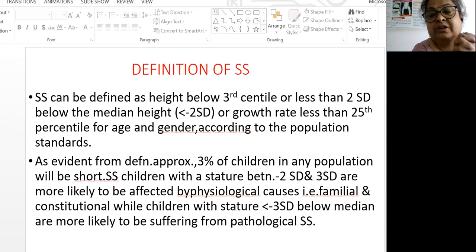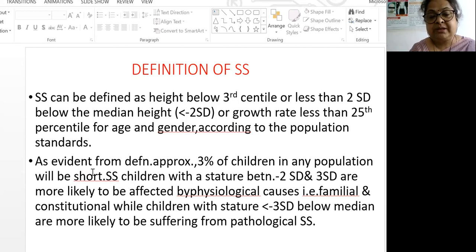So what is the definition of short stature? Short stature can be defined as height below the third centile or less than 2 standard deviations below the median height, or growth rate less than the 25th percentile for age and gender according to the population standards. There are different growth charts for different populations. So whenever we are examining a child, we have to see the standard growth charts of that population only.